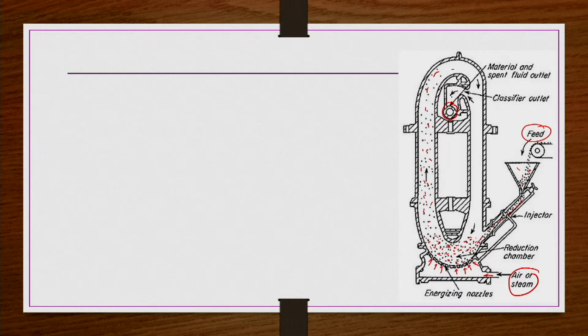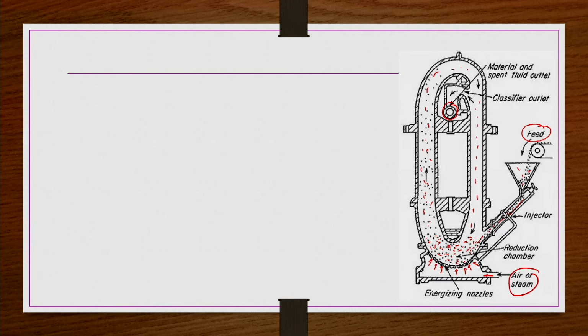The classifier outlet separates the particles into undersize and oversize. Undersized particles are taken to the classifier or a cyclone separator, and from the cyclone separator the particles are collected in bag collectors, whereas the oversized particles come down again here, and they will continuously undergo size reduction until the average size of the particle becomes less than the required size. Okay. So, this is the schematic of the fluid energy mill.